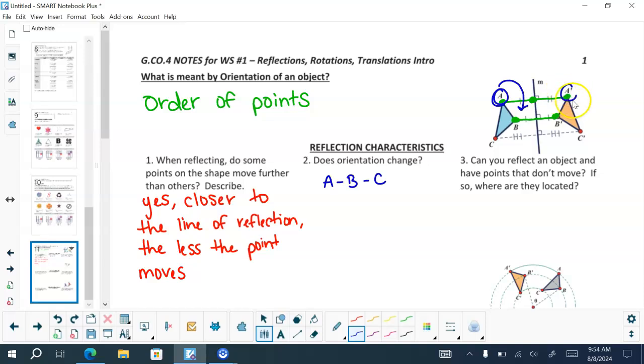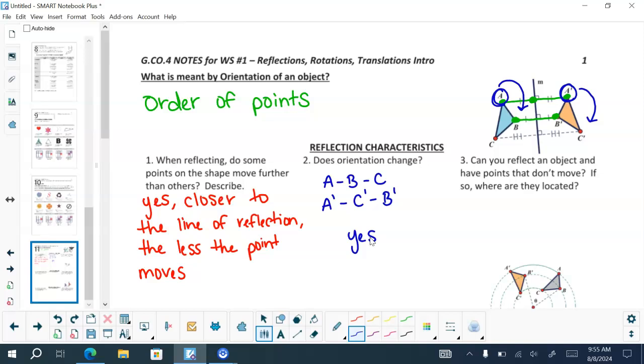Let's do the same thing now on the image. So you still start at A, but this time it's A prime. And we go the same direction, so we're still going clockwise. Do we get to B prime first? No. We get C prime first, and then B prime. So did that orientation change? Did the order of those letters change? Yes. Reflections are always going to have the orientation change because you are turning the shape around a line. So everything's going to get flipped backwards. So the orientation is always going to change on reflections.